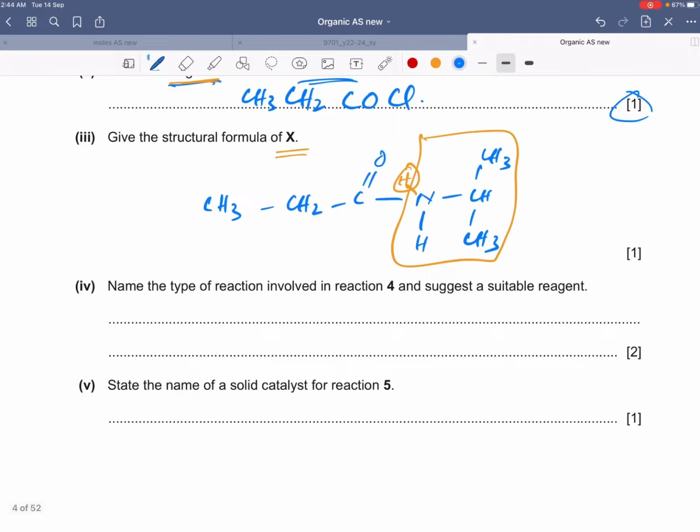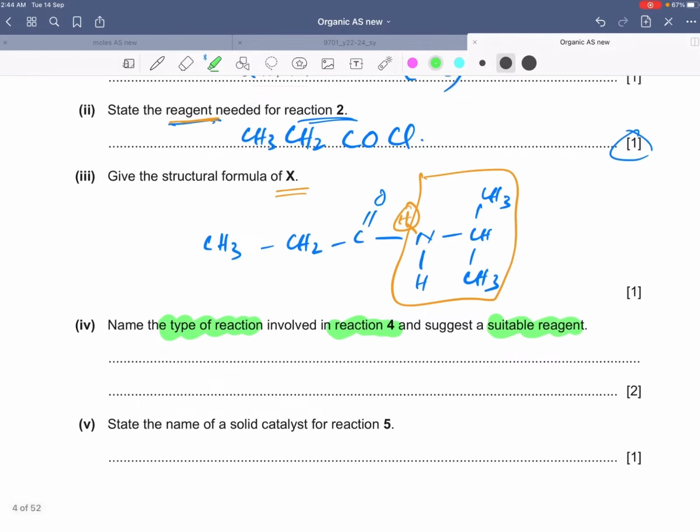Next part is: name the type of reaction. Name the type of reaction involved in reaction 4 and suggest a suitable reagent. So what is reaction 4?